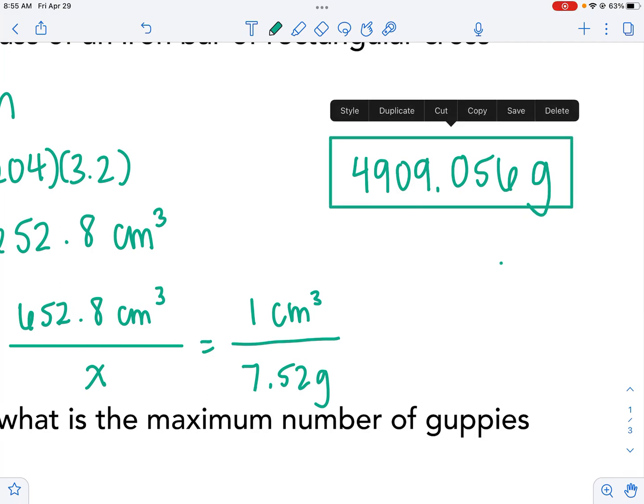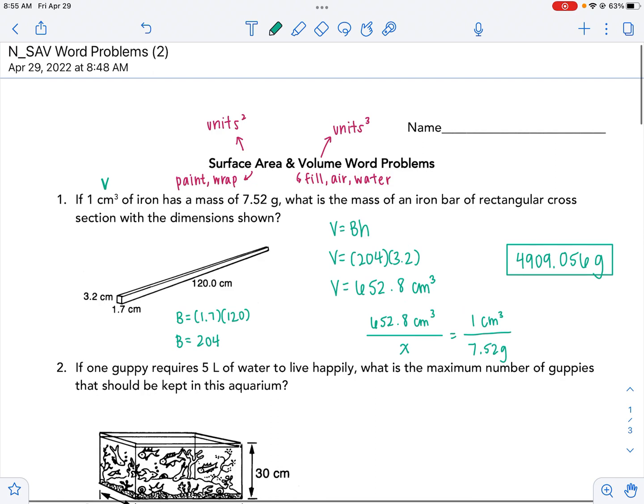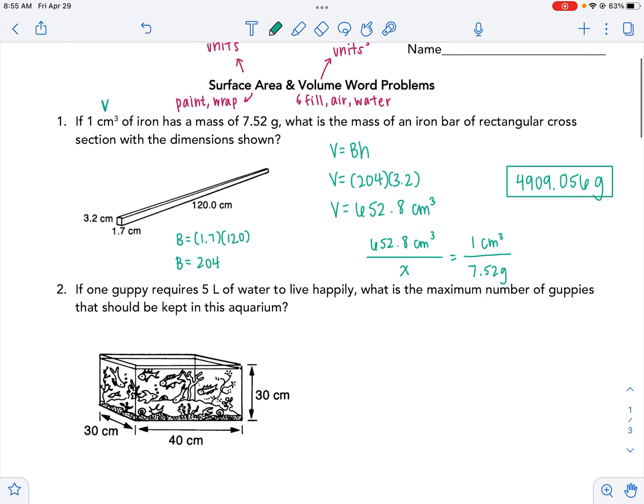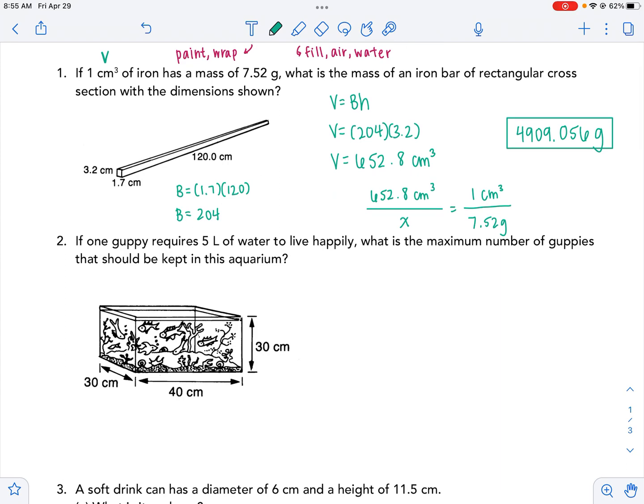So a lot of these problems are going to have a few steps, but remember that we first need to figure out what's our shape and are we looking for surface area or volume. So taking a look, it says if 1 guppy requires 5 liters of water to live happily. You can't put a really big fish in a small tank. It's not going to live happily. It's not going to be able to get the nutrients that it needs. So 1 guppy requires 5 liters of water to live happily. What is the maximum number of guppies that should be kept in this aquarium?